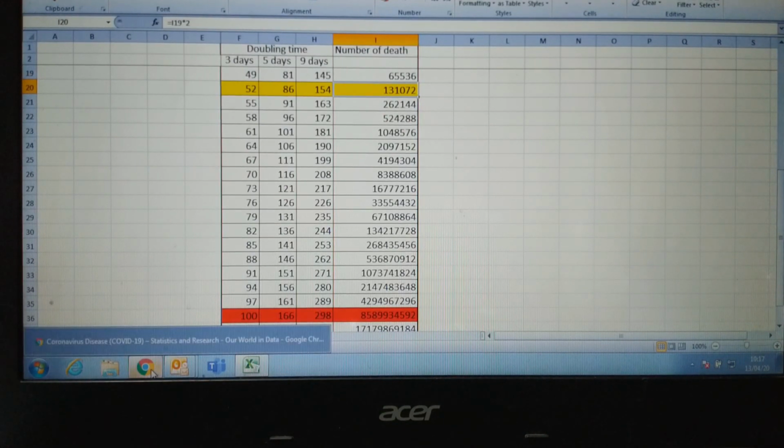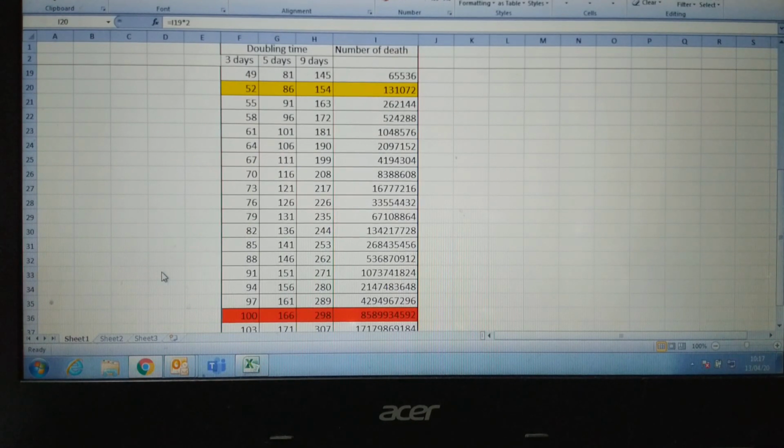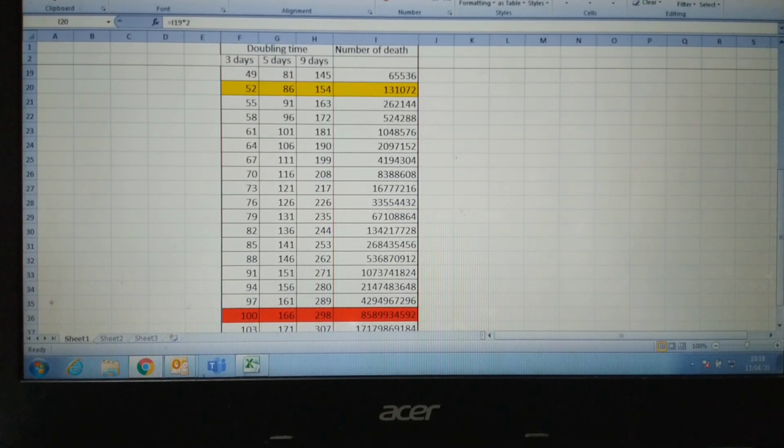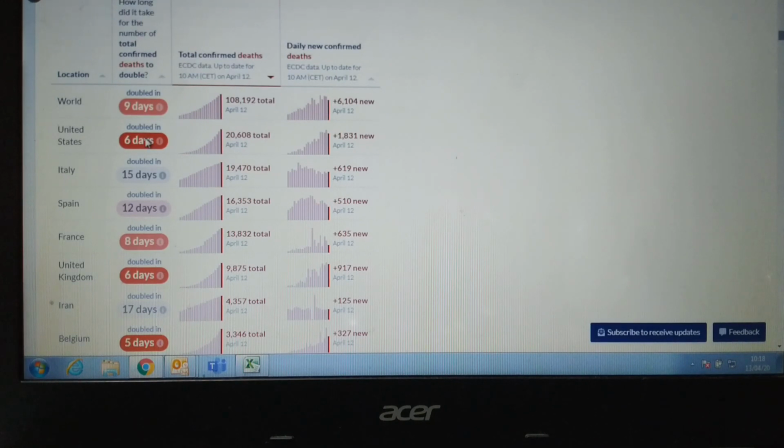Now let's see how we are doing in the whole world situation. So I will bring you to some coronavirus pages. And this is one page I found very useful. You can see right now the doubling time for the whole world is 9 days. And at present the death count is 108,192. Let me tell you that this is Our World in Data dot org slash coronavirus. They take the data from the CDC, the European Centre for Disease Prevention and Control. So as per their data, for the whole world, the doubling time is 9 days.